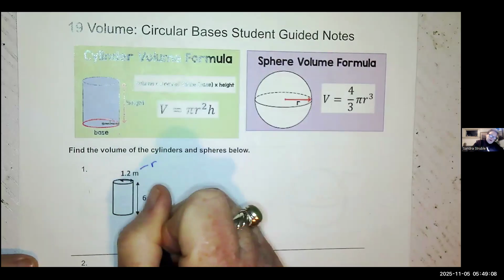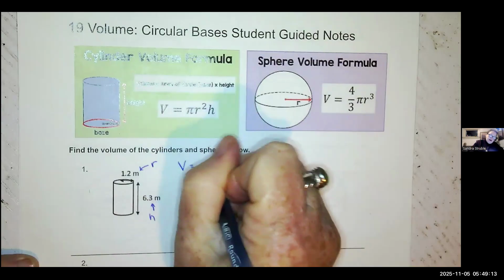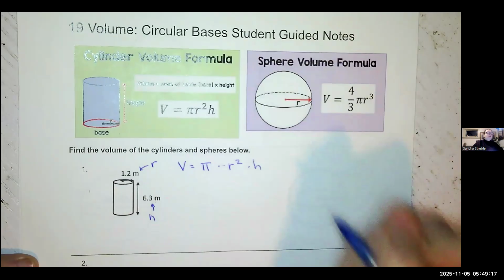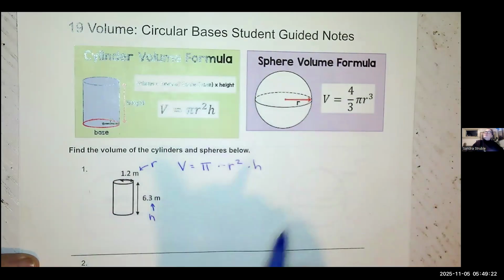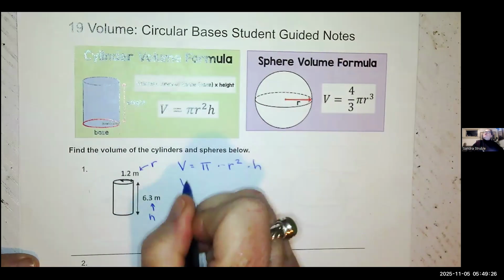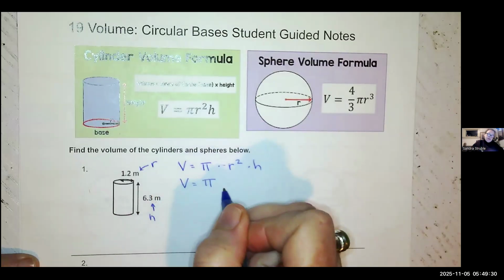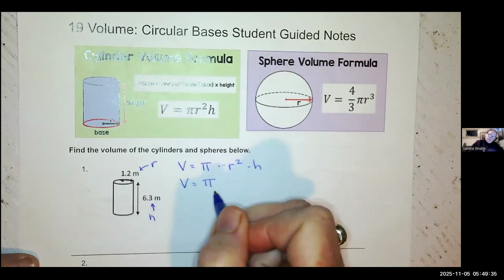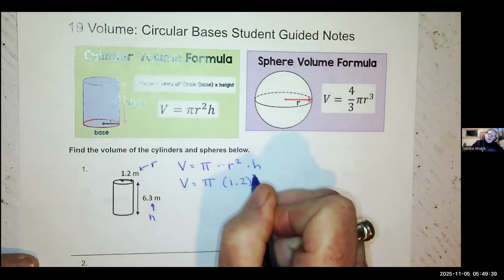So our volume for our cylinder is pi times r squared times the height. Because they're right next to each other, they're multiplied. There's no other operations in between them like addition or subtraction, so we're always multiplying. Now, everything we're going to do in this is going to be rounded. We are not going to have exacts on these like we did with the circles. All right, my radius is 1.2. We're going to square that and then times 6.3.